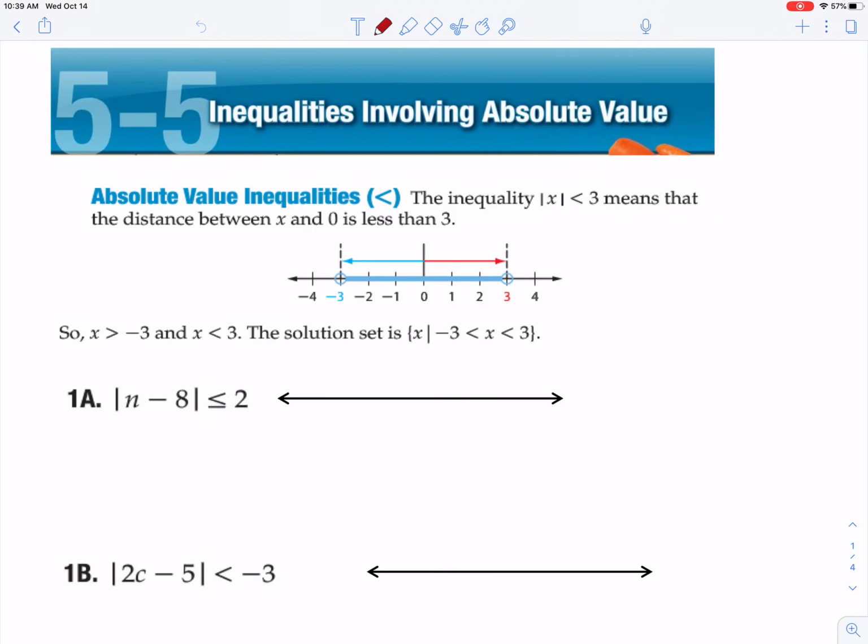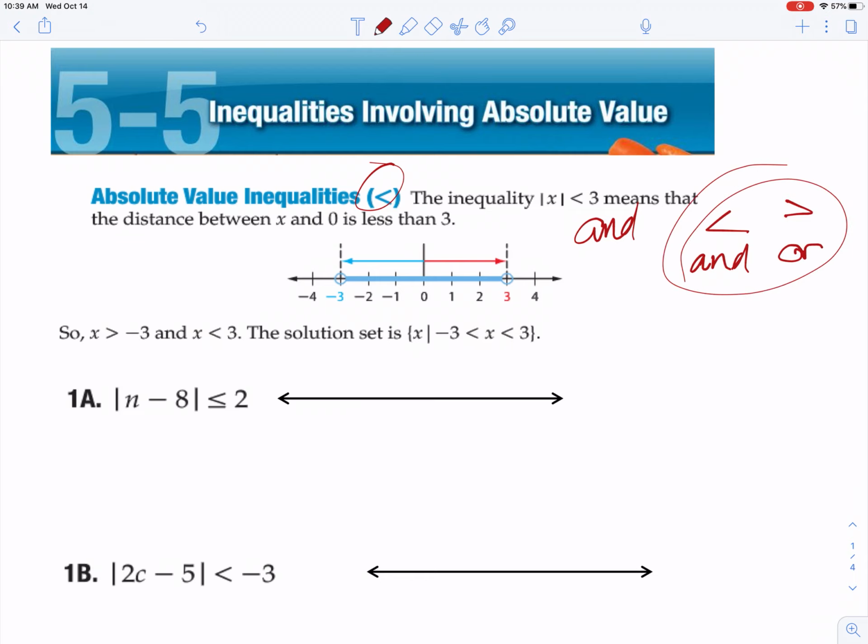For 5, we get to do absolute value inequalities. So here's what you need to know. If it is a less than sign, it's saying that the distance between x and 0 is going to be less than that number. These are going to graph to be "and" inequalities, okay? So you're going to want to have that written down somewhere. Less than sign means and. Later, we're going to go over the fact that a greater than sign means or, okay?